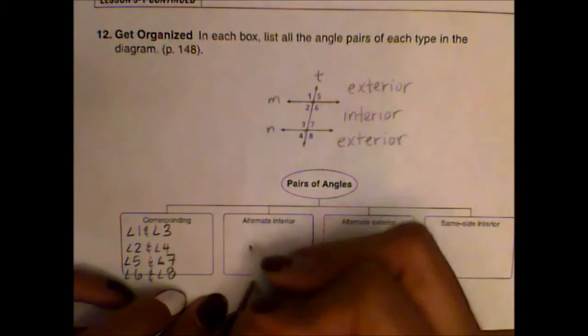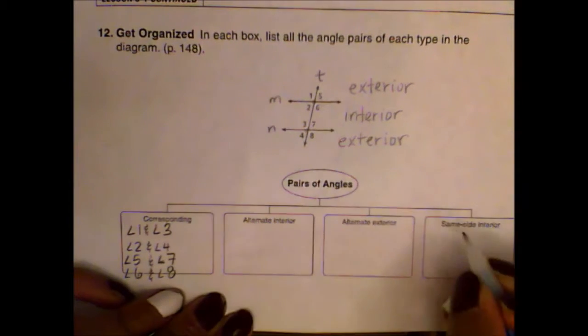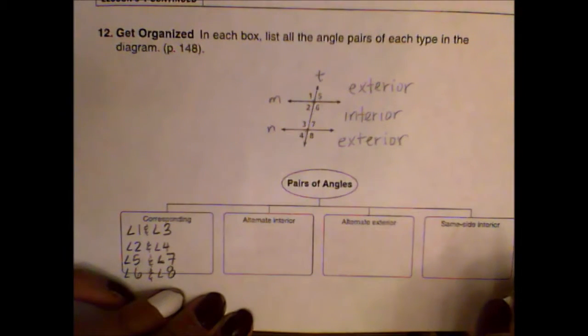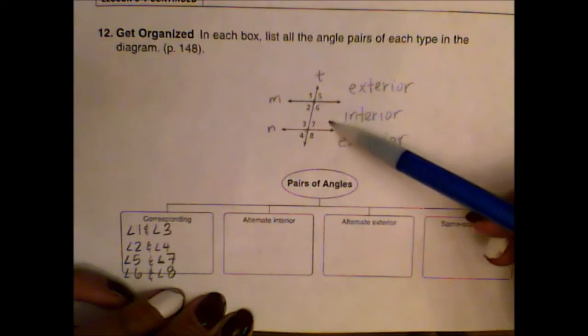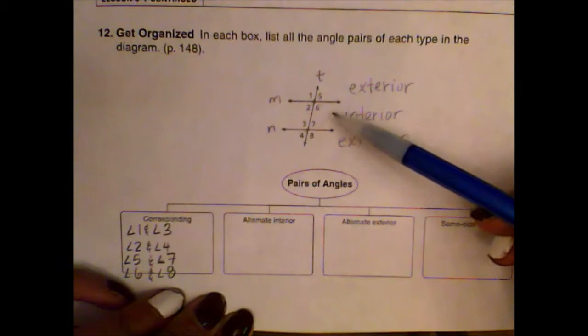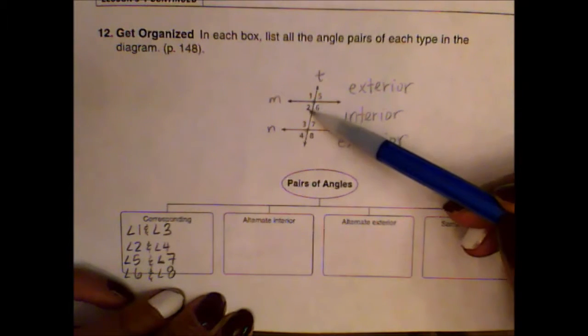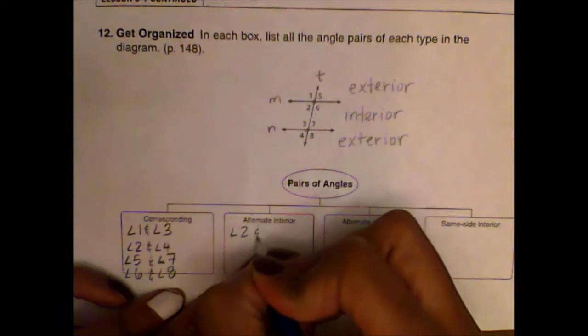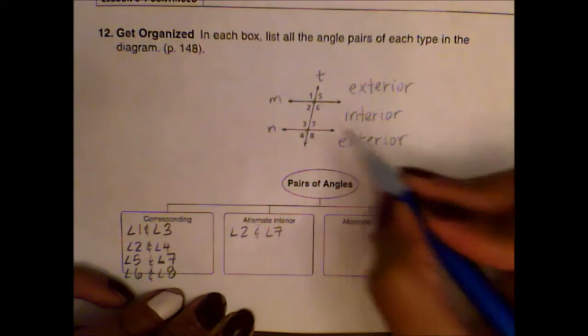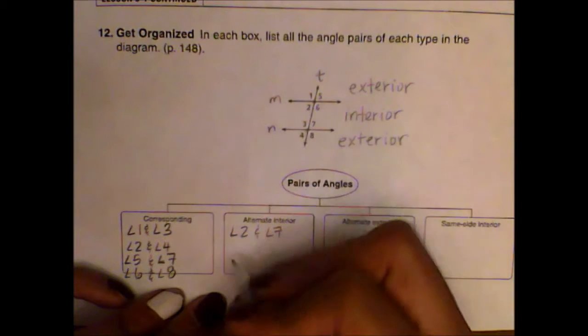Alright? So for the next box, we want to find alternate interior angles. So we're going to be focusing right now on the interior, okay? And we want to find alternate interior angles. So alternate angles are on opposite sides of the transversal. So a pair of alternate interior angles are angle 2 and angle 7, as well as angle 6 and angle 3.